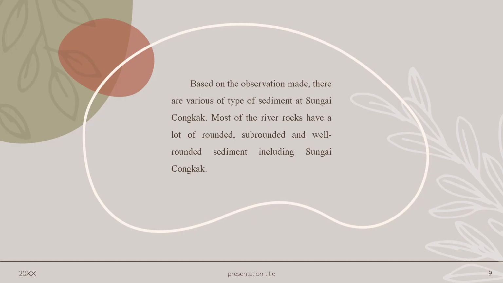So, based on the observation made at Sungai Congkak, there are various types of sediment. Most of the river rock has a lot of rounded, subrounded, and well-rounded sediment, including the observation place, which is Sungai Congkak.